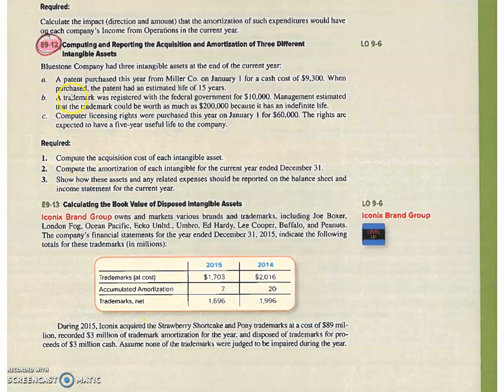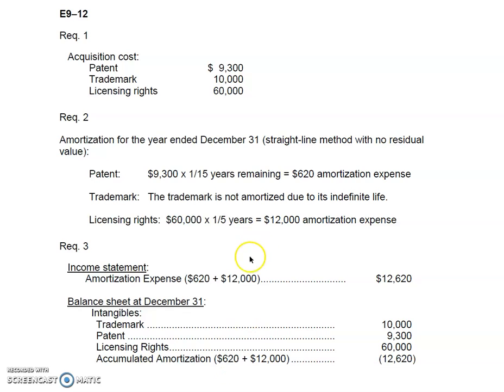Okay, second one is a trademark, and trademarks have an unlimited useful life, and so there's no amortization on it. And the computer licensing rights were bought again at the beginning of the year, so we don't have to worry about a partial year. $60,000, 5-year life. So $60,000 divided by 5 would give you $12,000 per year. So we get $12,000 there for that one. No amortization on the trademark.